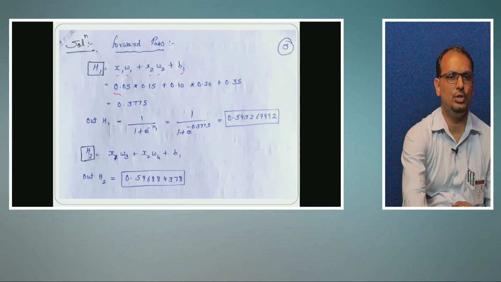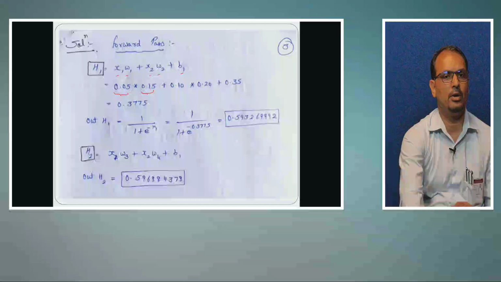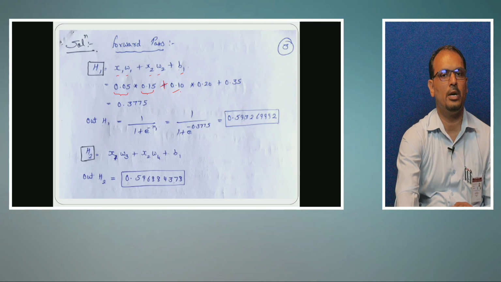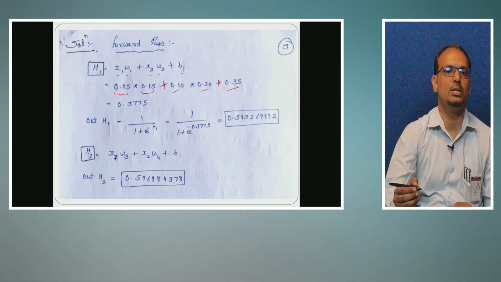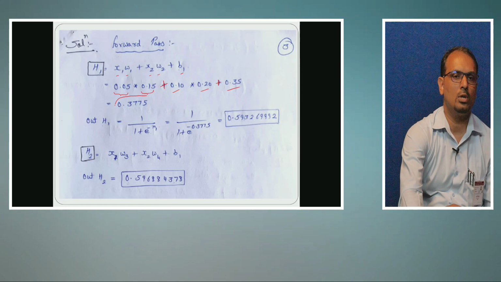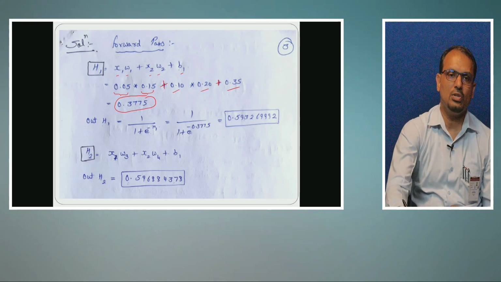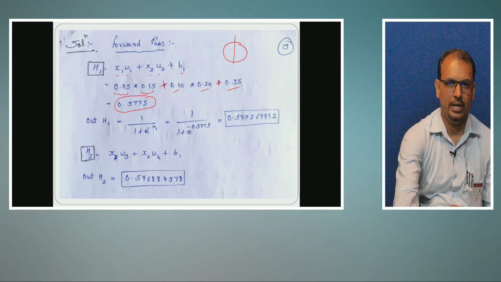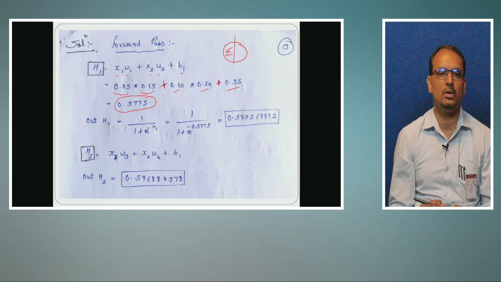x1 is nothing but 0.05. According to the weight with respect to input 1, 0.12, plus my second input is 0.10, my weight value is 0.20, plus bias value is 0.35. When you add, you will get this outcome, 0.3775. This is the first phase of our neuron. If this is the neuron, we have done the summation process so far, and the summation value we got is 0.3775.